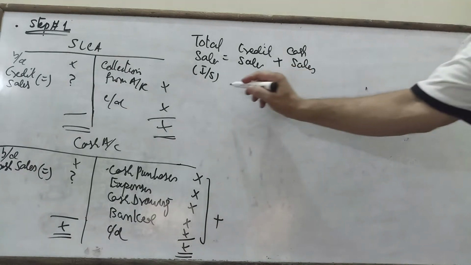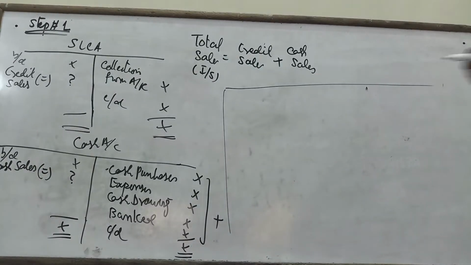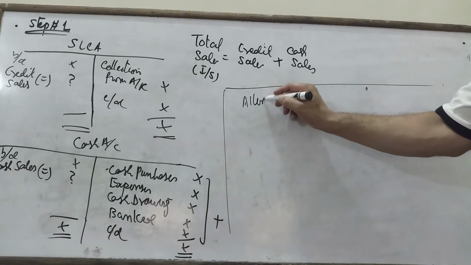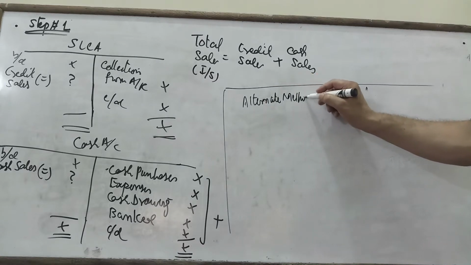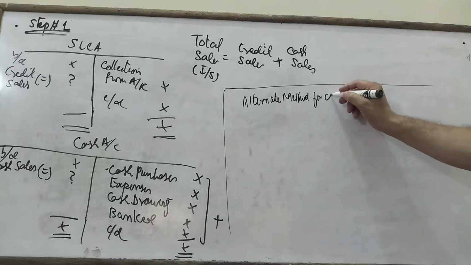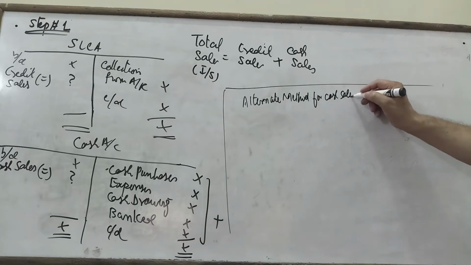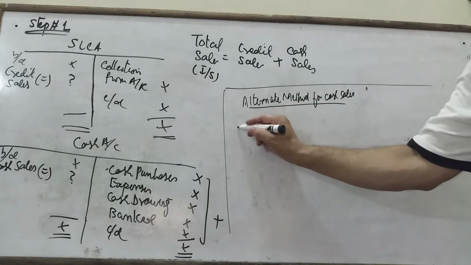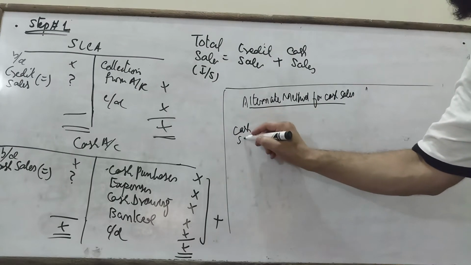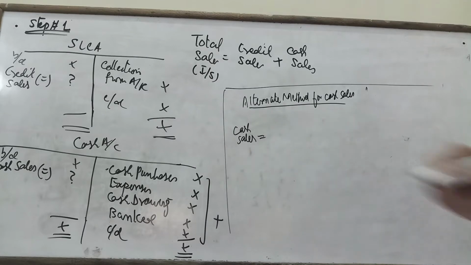The cash sales can also be calculated by an alternate method. You can apply this method when you have a good concept of the T account. Most of the students do not prefer to make a T account. They try to calculate cash sales directly. So you can also solve it this way.